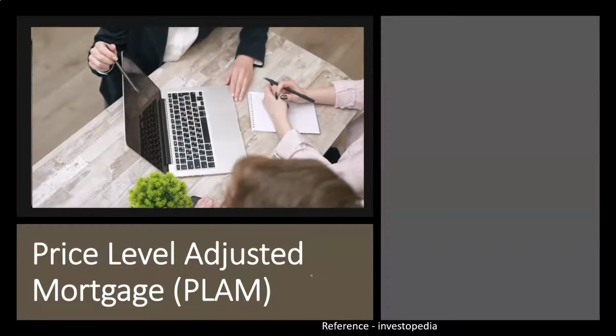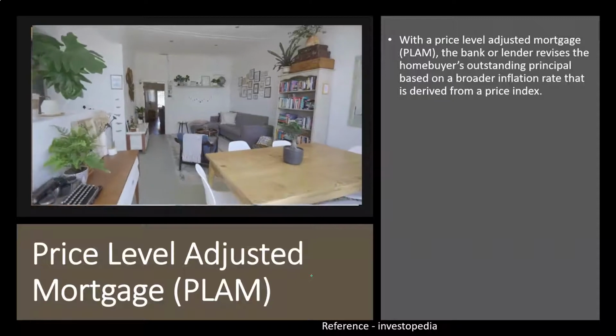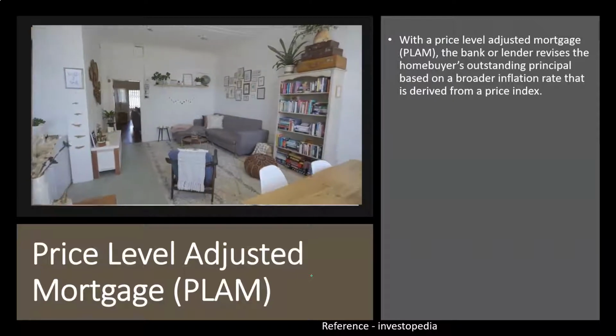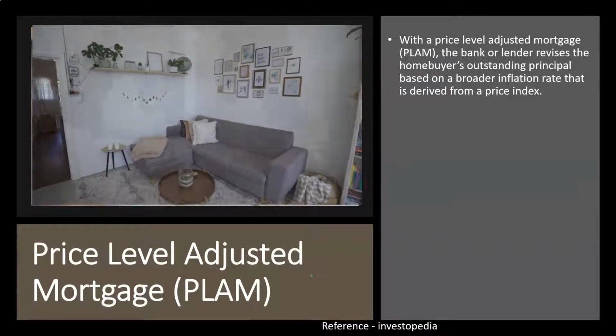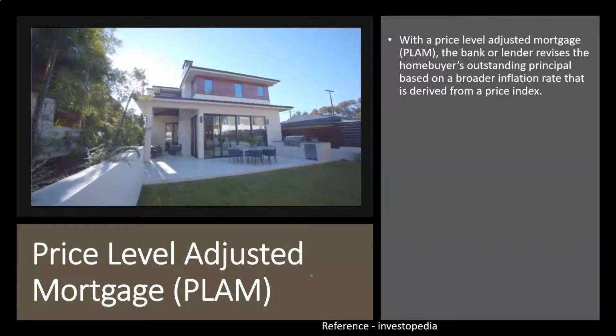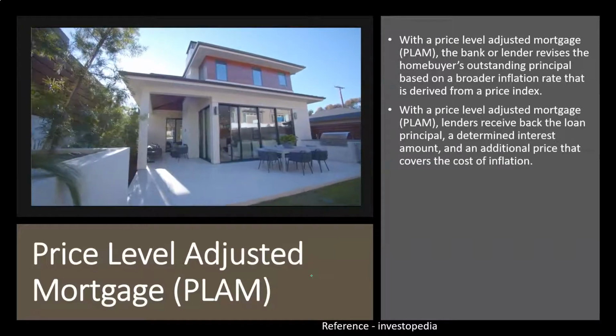So let's take a look at that. And these make, of course, a lot more sense doing practice problems. We'll do many practice problems so you can get a better idea of what's going on here. So with a price level adjusted mortgage, or PLAM, the bank or lender revises the home buyer's outstanding principal based on a broader inflation rate that is derived from a price index.